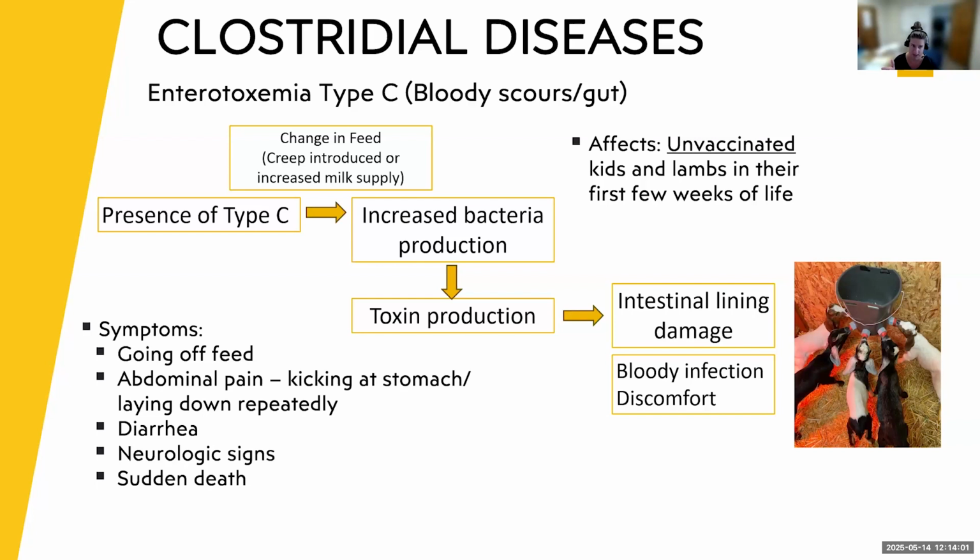especially if they're unvaccinated. Their symptoms, they go off feed. They'll have some abdominal pain, kicking at their stomach, kind of like turning around, chewing at their stomach, as well as laying down and getting up repeatedly. Because again, their stomach hurts because those toxins are causing all that damage to their intestines, and that causes a lot of pain. That can then lead to diarrhea, and then on down the road, neurological signs, again from the toxins, and sudden death.